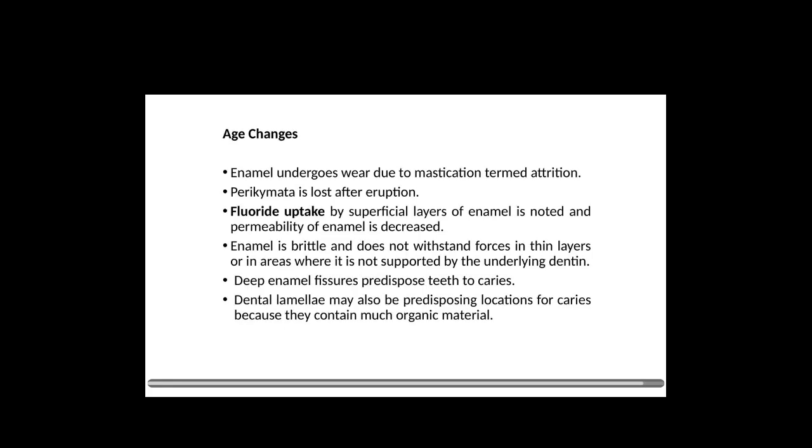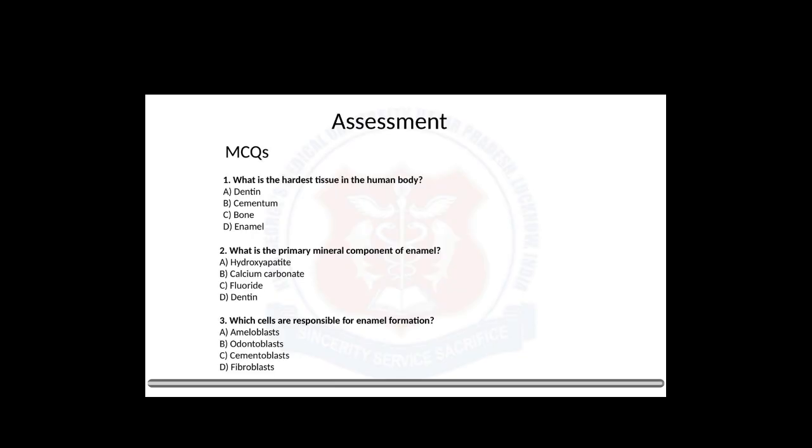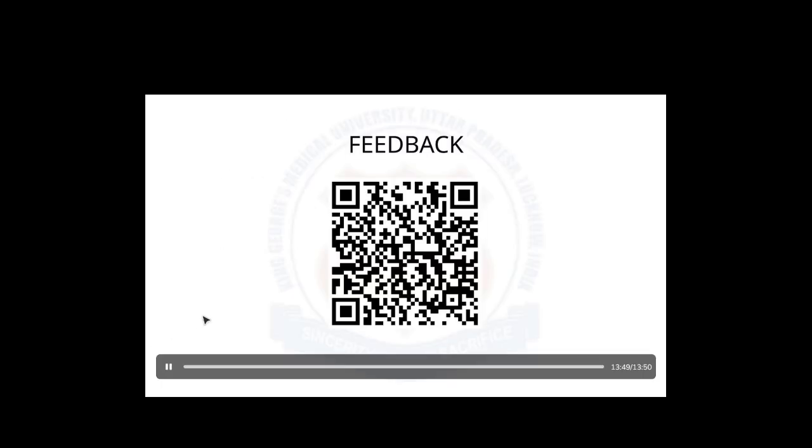Age changes in enamel include loss of enamel, called attrition, due to mastication, losing pericomata post-eruption. Fluoride uptake increases in superficial layers, reducing permeability. Enamel's brittleness makes it vulnerable in thin layers or unsupported areas. Deep fissures and dental lamellae, rich in organic material, predispose teeth to caries, highlighting the importance of structural integrity for dental health. MCQs, feedback link, references.